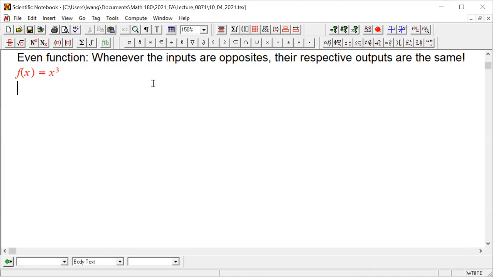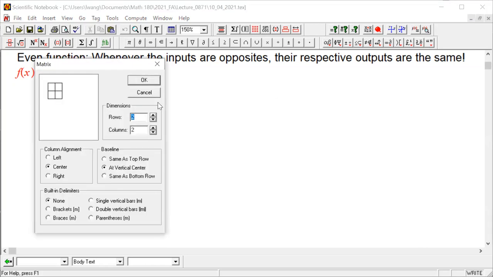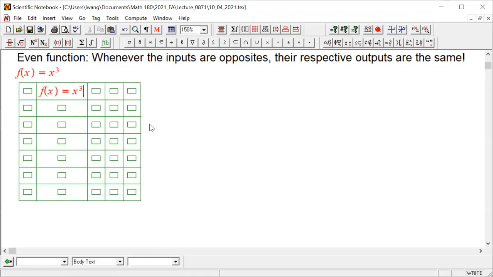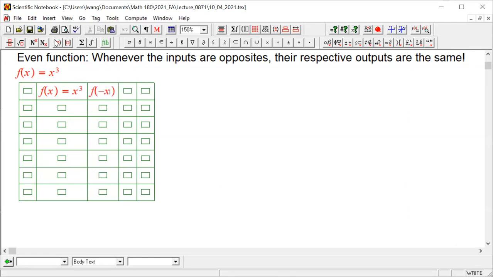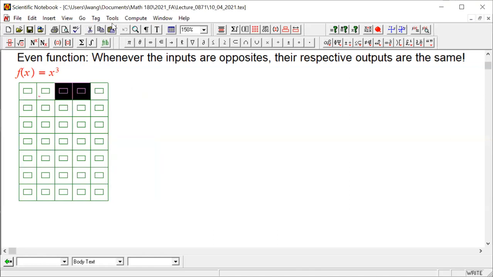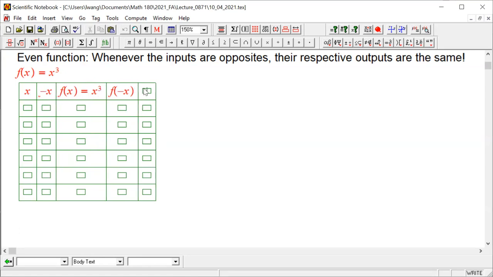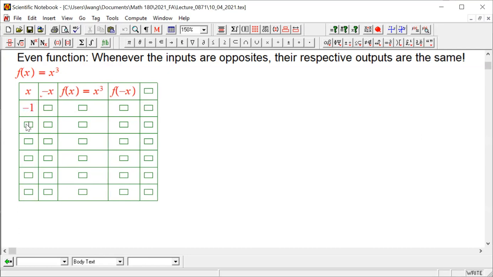Okay, we understand the process, right? So now I want you guys to do another table. Some columns, and we're going to work with this function and f of negative x. So we're going to have x, we're going to have a negative x, and we're going to do the comparison.